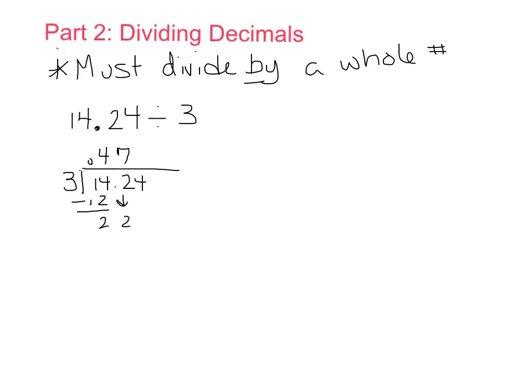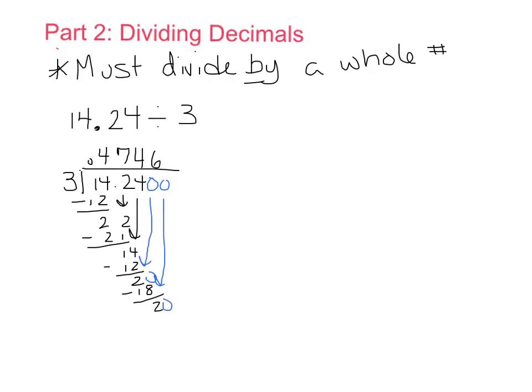7 times 3 is 21. Subtract, bring down the 4. 3 goes into 14 4 times. 4 times 3 is 12. Subtract, I get 2. At this point, I still have a remainder, so I want to put a 0. Bring down the 0. 3 goes into 20 6 times, I'm left with 18. Subtract, get a 2. I could add another 0. Bring it down. And at this point, because I'm going to keep getting 6, it's going to be 6 repeated.